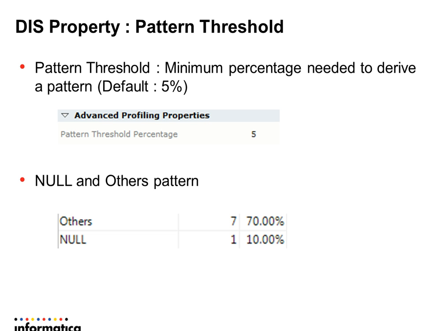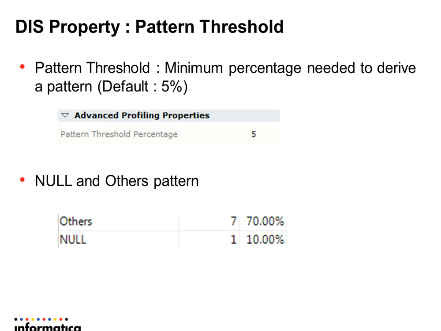Apart from this, there are two other pattern types that are commonly seen in the results, which are null and others. Null data is always categorized as a separate pattern and is listed in the results irrespective of whether it meets the pattern threshold or not. Any pattern which is not meeting the pattern threshold would be considered under the others category.